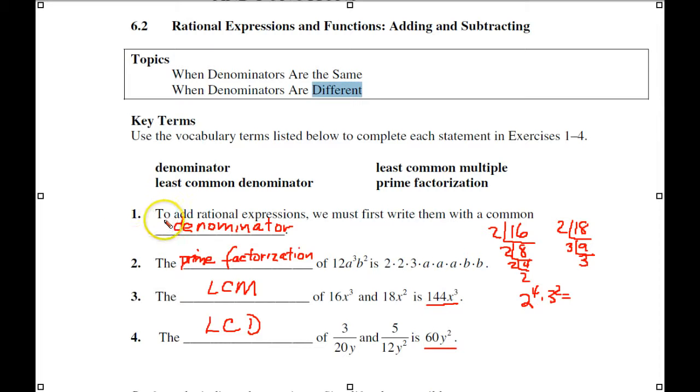So some of these are pretty straightforward. Again, to add rational expressions, we must first write them with a common denominator. And the reason for that is going back to fractions a little bit. If you have one piece of these two, this is 1/2 of something. If you have one piece of this, this is 1/4 of something. So in order to get something that's equivalent, you need to have this much. That would be 1/4 plus 1/4, which would be 2/4, which would be equal to 1/2. So we say in order to add these fractions, you need a common denominator, in this case of 4.